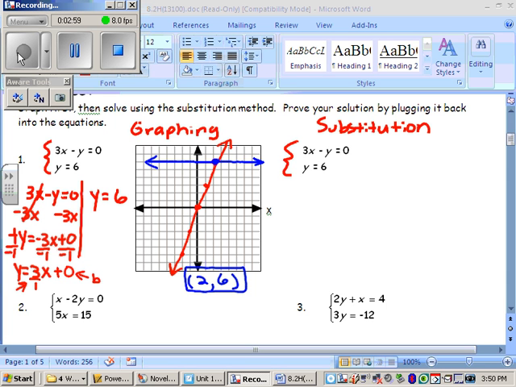So the question is, what if we did not have a graph, yet we wanted to find the solution, or the point of intersection? Well, there's a method called the substitution method that will allow us to find this same solution without graphing. In the substitution method, we want to first look at both equations and identify which equation is already solved for either the x or the y. In this case, the second equation is already solved for y. So we know the y value is 6. So in our solution, we can actually go ahead and put 6 as our y value.